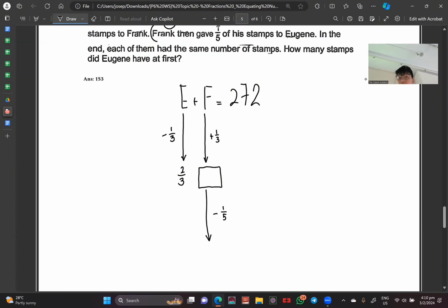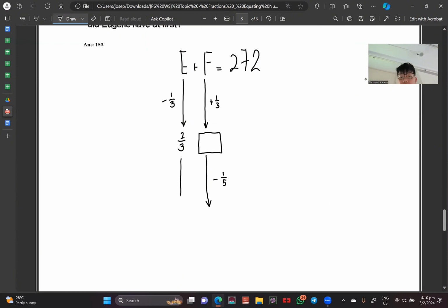Do you agree so far? I minus 1/5, and this 1/5 flew all the way to Eugene, and then I plus 1/5 here. Am I making sense here? Do I know how much for Eugene? No. Do I know how much for Frank? I still don't know. Correct or not?